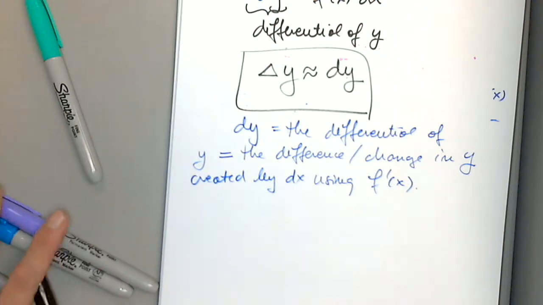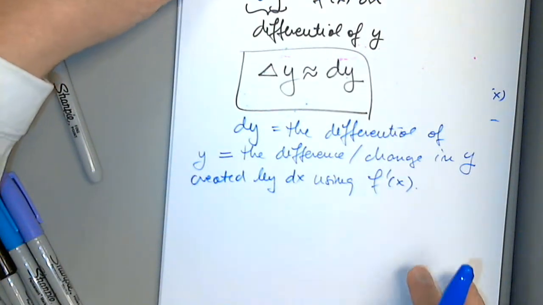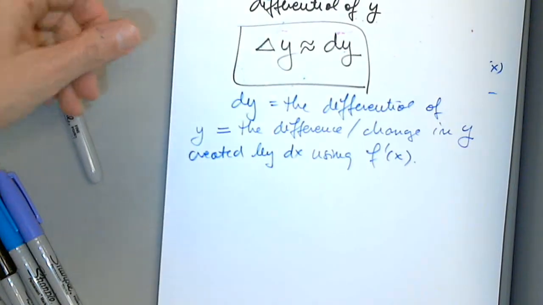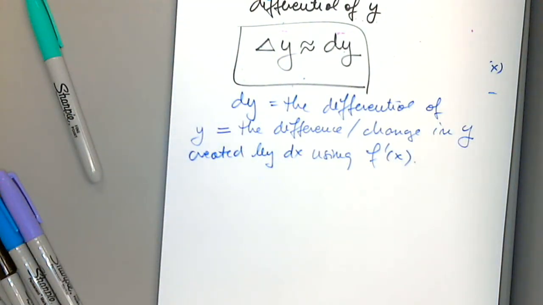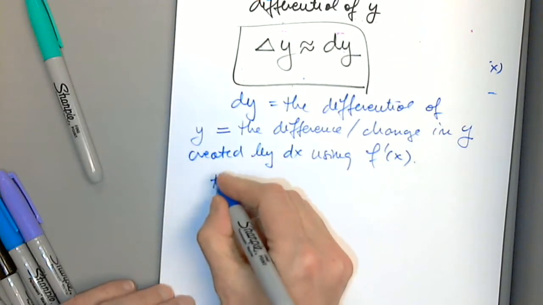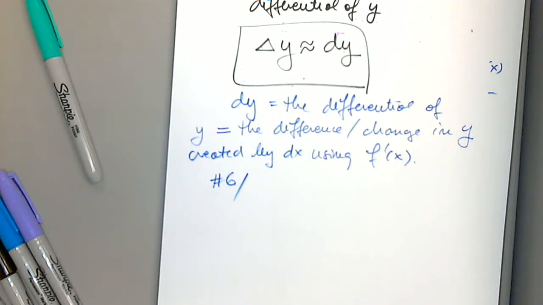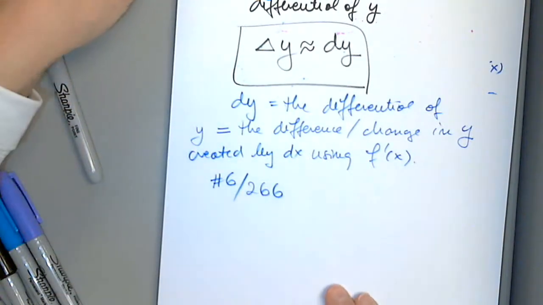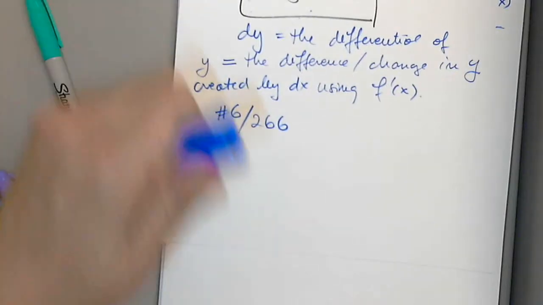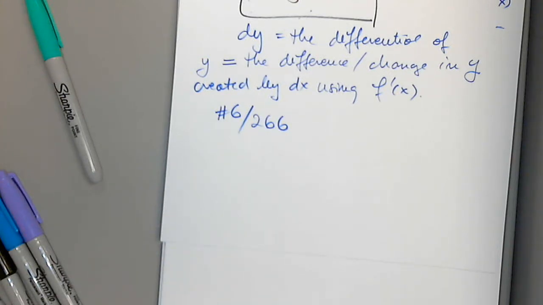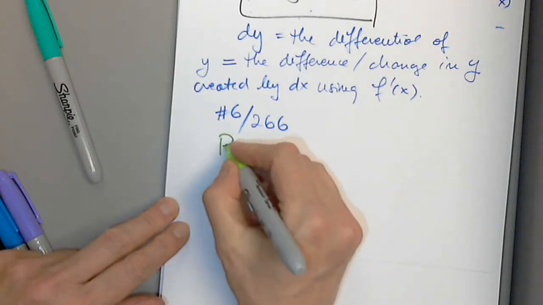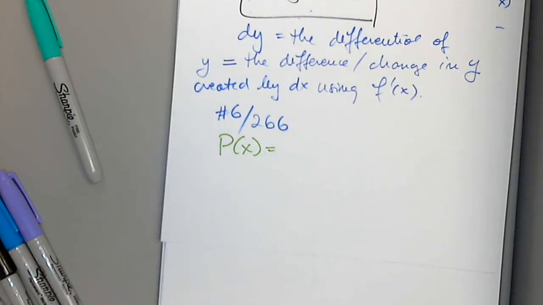Ready for a problem, to see how this works? Any questions? Okay, let's start with number 6 on page 266. Let's read the problem. The weekly profit in dollars from selling x cars is given to us. So this is profit weekly.